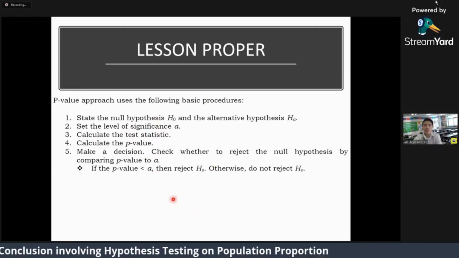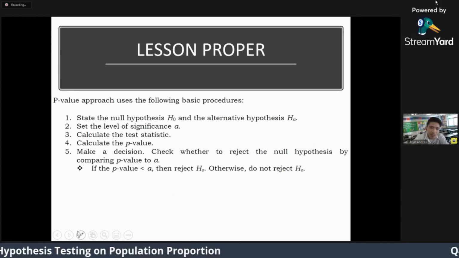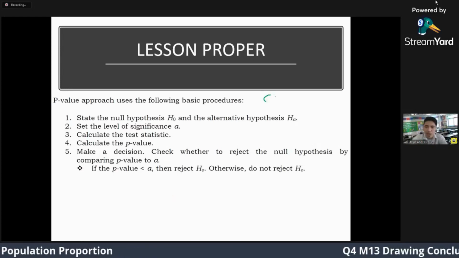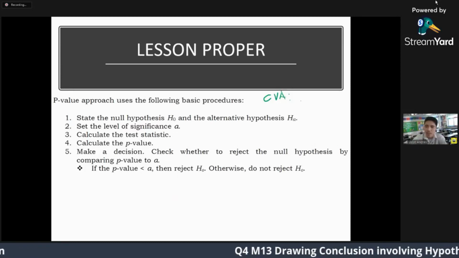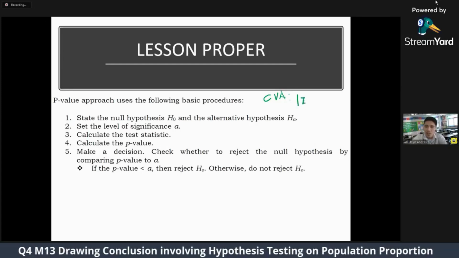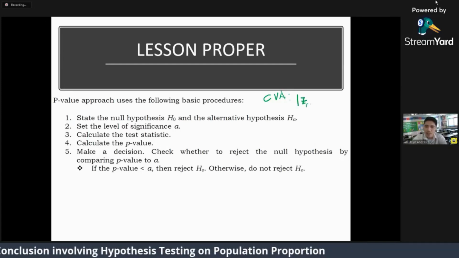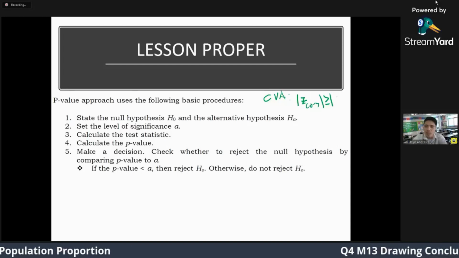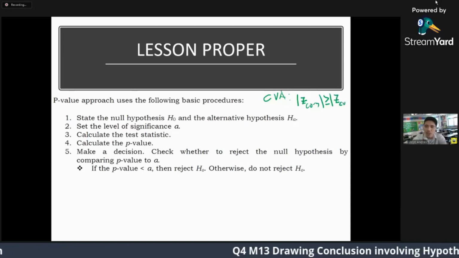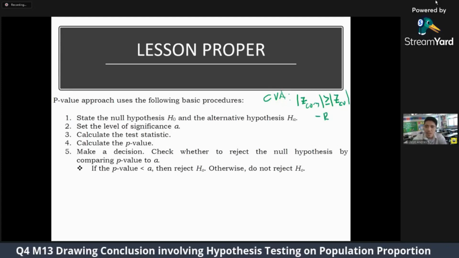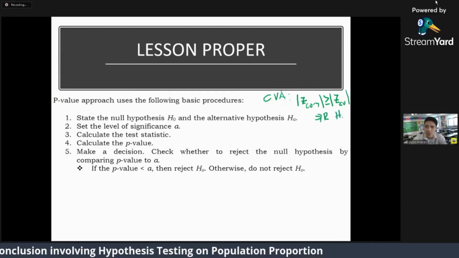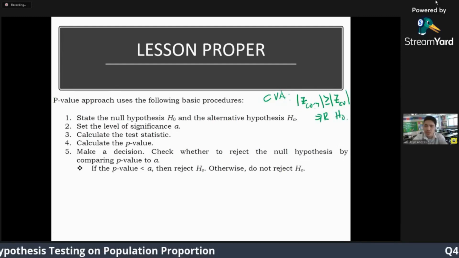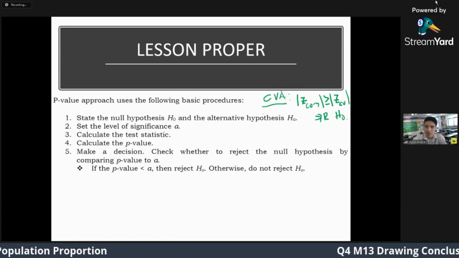So, in the critical value approach, this is the basis. If the absolute value of the computed Z is greater than or equal to the absolute value of the critical Z, or Z tab, then you reject H0. Otherwise, do not reject. That is for the critical value approach.